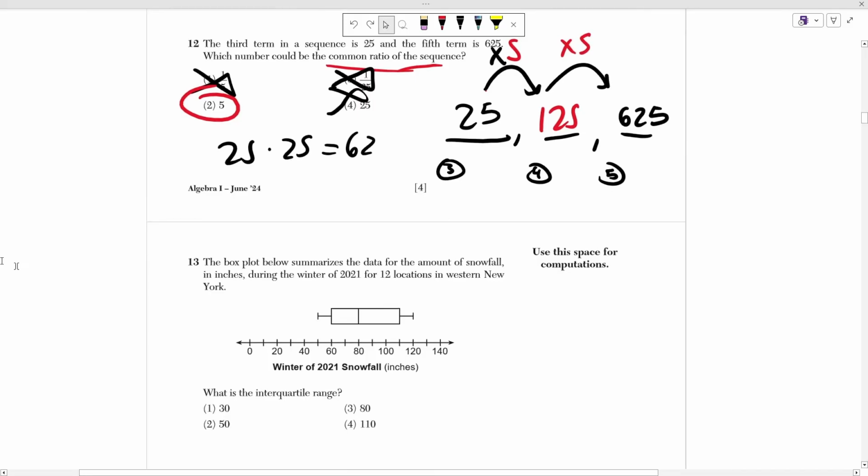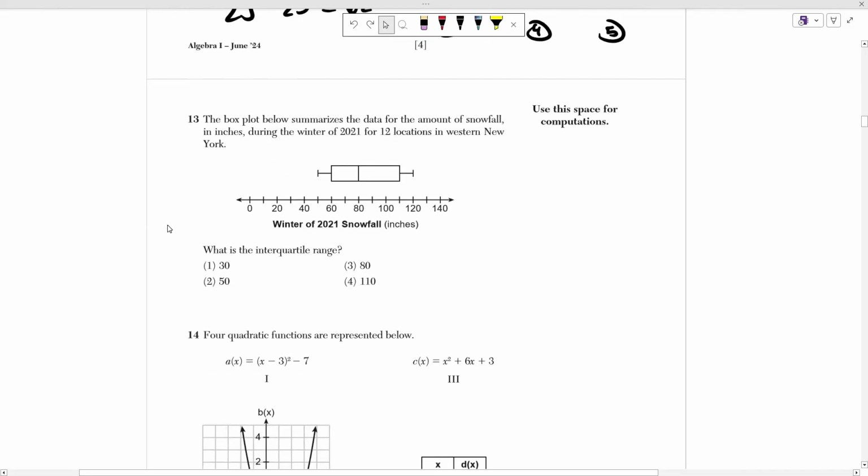Okay, so 13 says the box plot below summarizes the data for the amount of snowfall in inches during the winter of 2021 for 12 locations in western New York. What is the interquartile range? Okay, the interquartile range, or the IQ range, whatever, is going to be the distance between this point and this point. Okay, that's all you need to know.